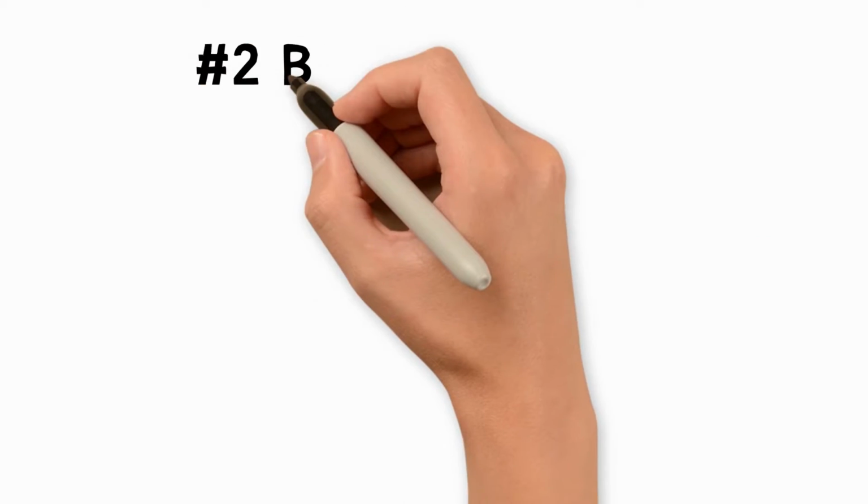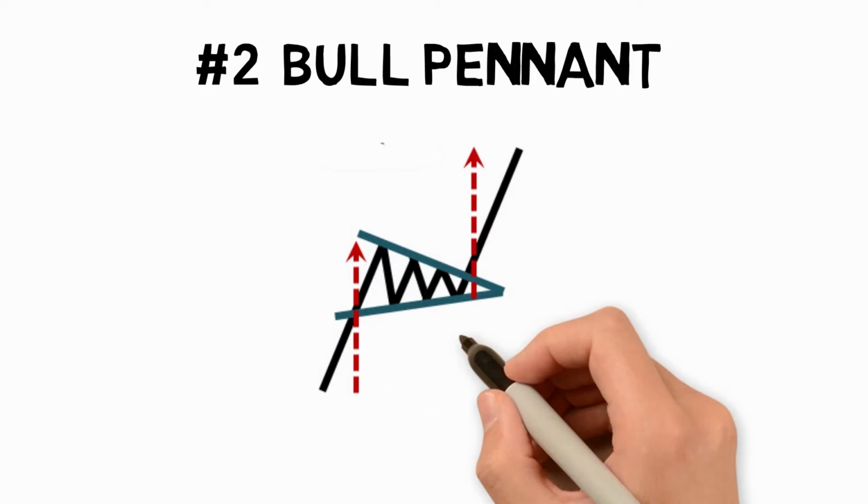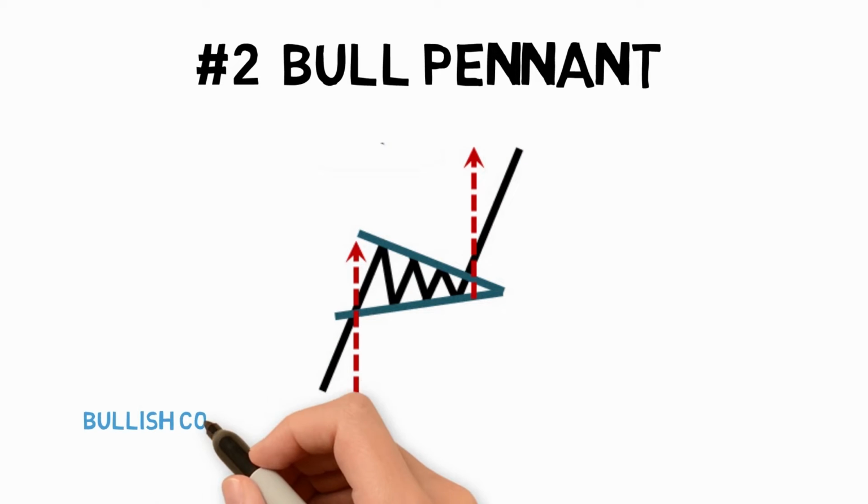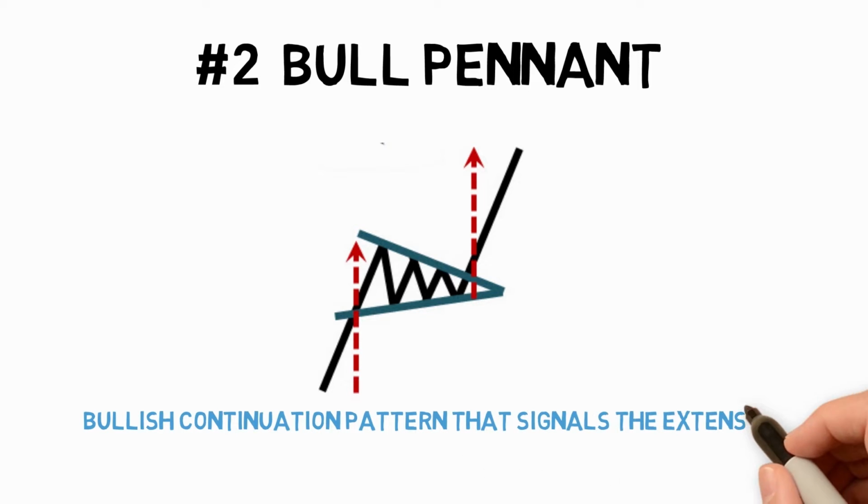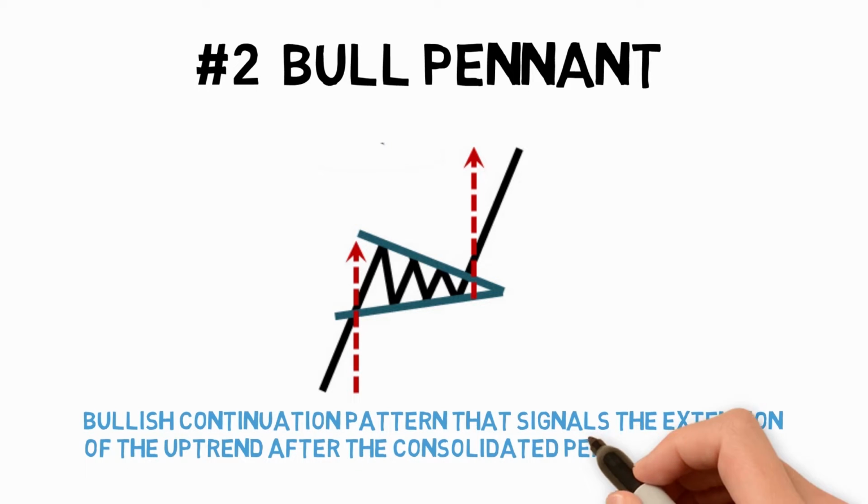Number 2. Bull pennant. Similar to a bull flag, we have the bull pennant. The bull pennant is a bullish continuation pattern that signals the extension of the uptrend after the consolidated period has passed.